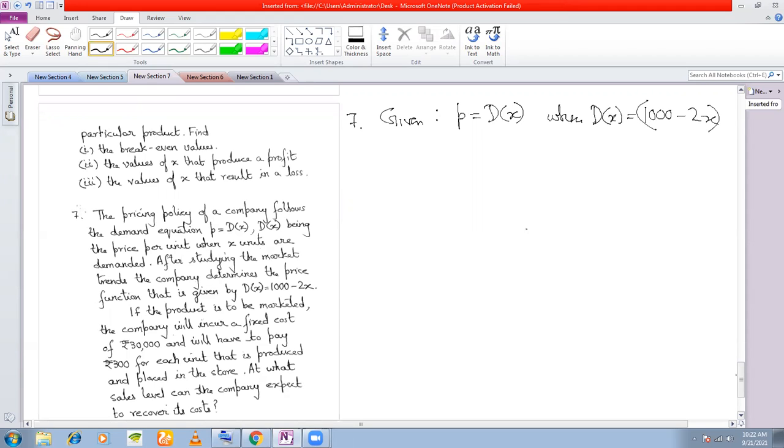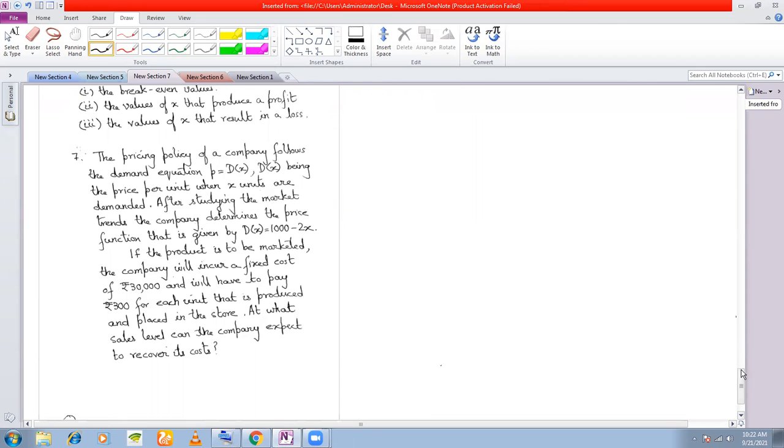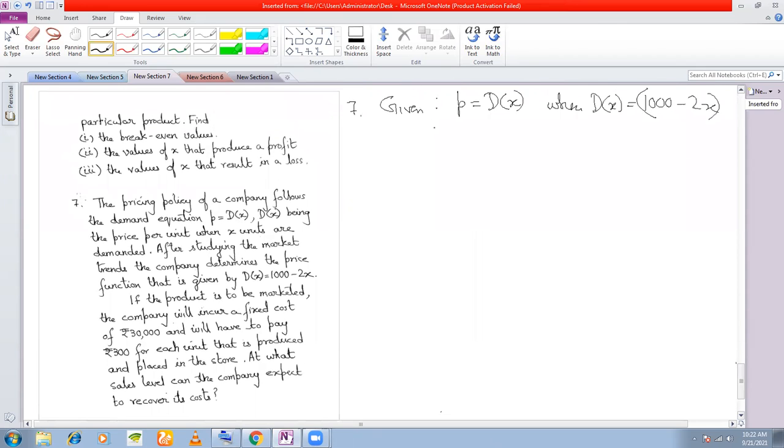Okay. If the product is to be marketed, the company will incur a fixed cost of 30,000. So fixed cost is given to you as 30,000 and 300 for each unit that is produced. That means the variable cost is rupees 300 per unit. At what sales level can the company expect to recover its costs? That means recovered not its fixed cost, but its total cost. That means you need to find out the break-even point.